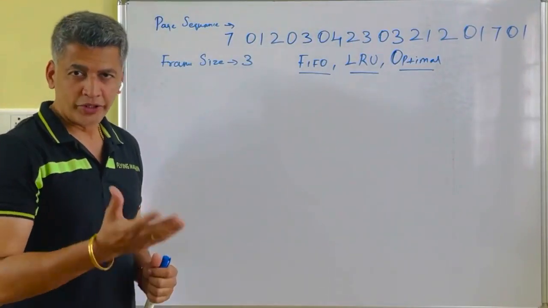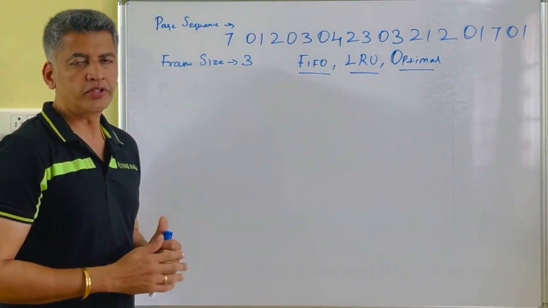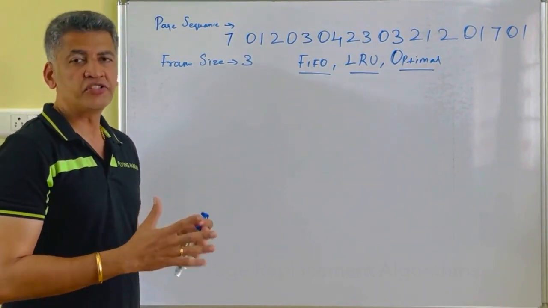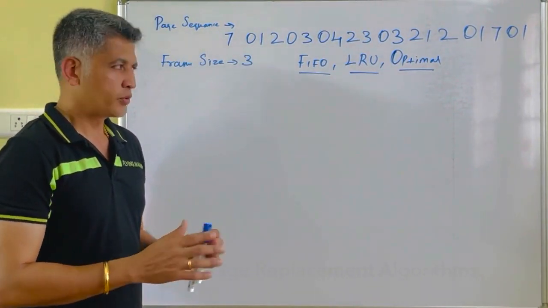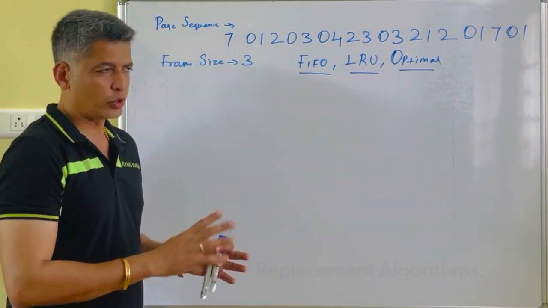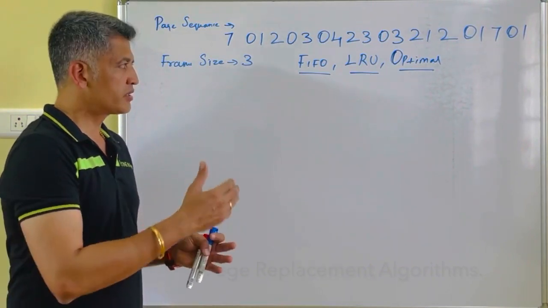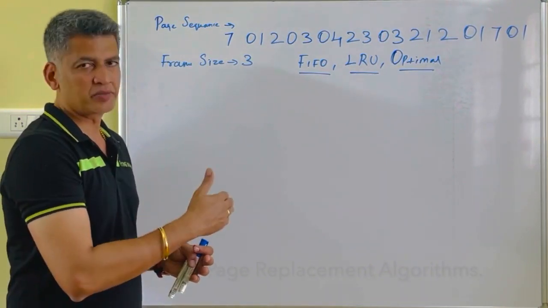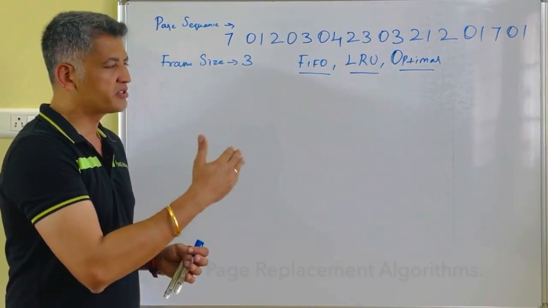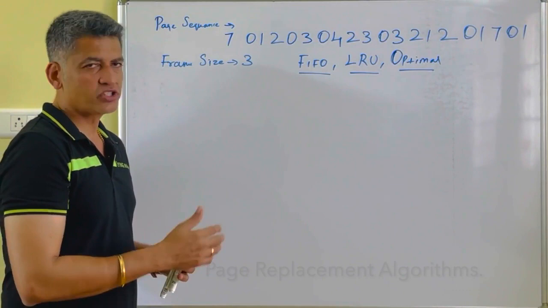Hi everyone. In this video also we are going to continue the paging concepts. In this video we are going to discuss what a page replacement algorithm is. There are five major algorithms available, but in this video we are going to discuss only three in detail. The first one is the first in first out page replacement algorithm, the second one is the least recently used page replacement algorithm, and the third one is the optimal page replacement algorithm.